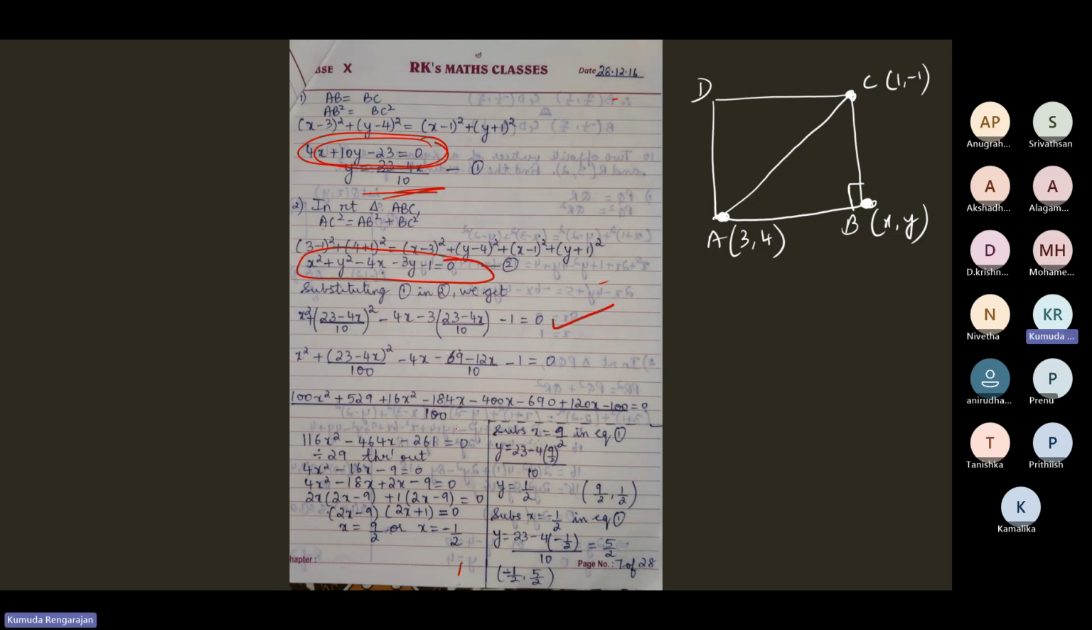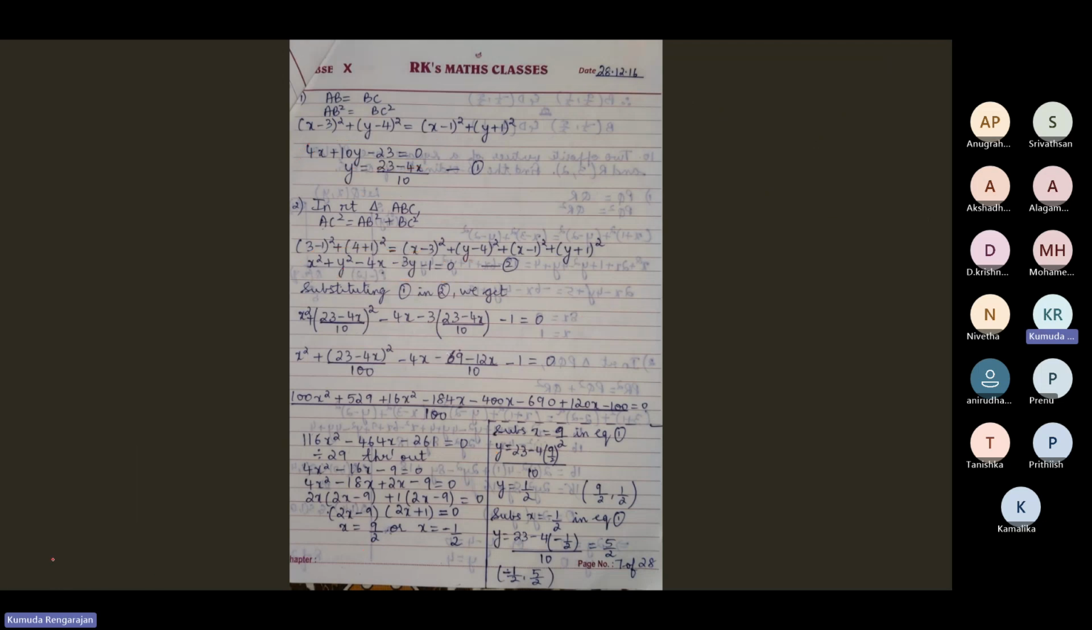As we work, we get a quadratic equation, split the middle term, and we get two values for x. With x values, how do you find y? Y is equal to (23 minus 4x) by 10. So for each x value, find the corresponding y value using this. So you have two sets of coordinates. Now if B is this, D is this. Or if B is this, then D is this.